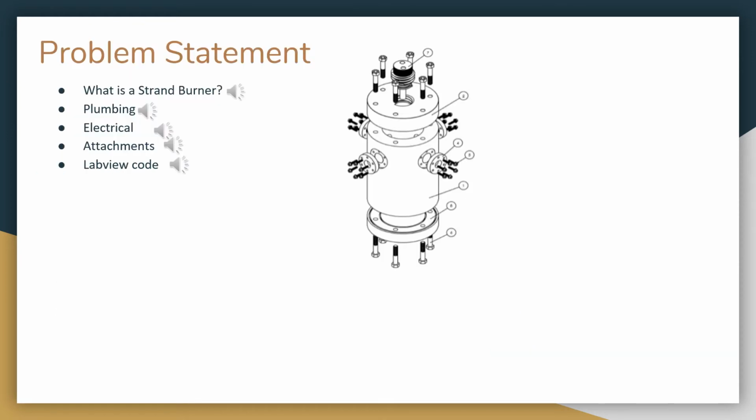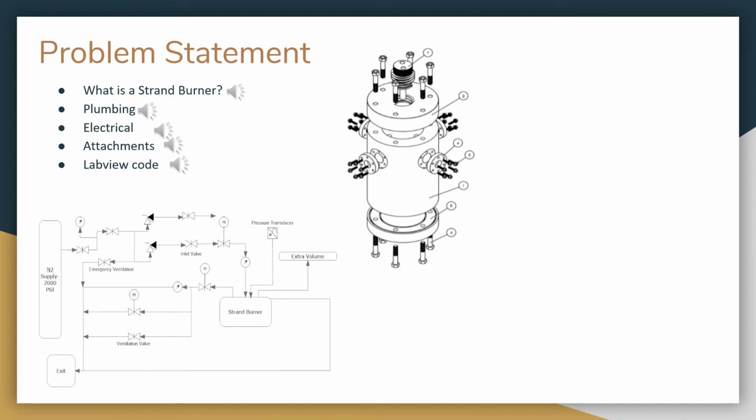The goal of this project was to complete the construction of a strand burner. A strand burner is a device that takes a small piece of solid rocket propellant and burns it, simulating the effects of being inside a rocket motor. By using this device, burn rates can be determined and the rocket motor can be designed.